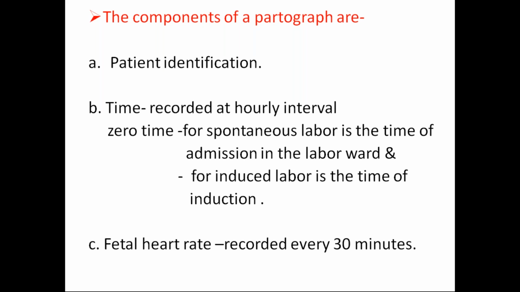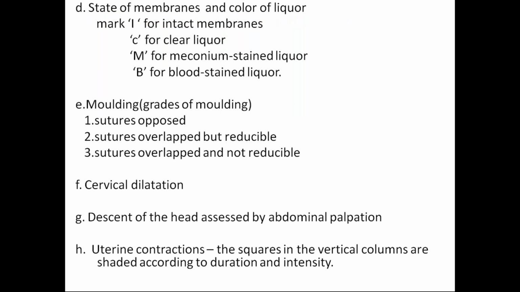Fetal heart rate is recorded at every 30 minutes interval. And we will assess the membrane state and the color of the amniotic fluid, and we'll mark accordingly. We'll mark I for intact membranes, C for clear liquor, M for meconium stained liquor, B for blood stained liquor. And next we will mark the molding. In molding, there are different grades. First one is this: when the sutures are apposed, it is grade 1. Sutures overlapped but reducible is grade 2, and grade 3 is sutures overlapped and not reducible.